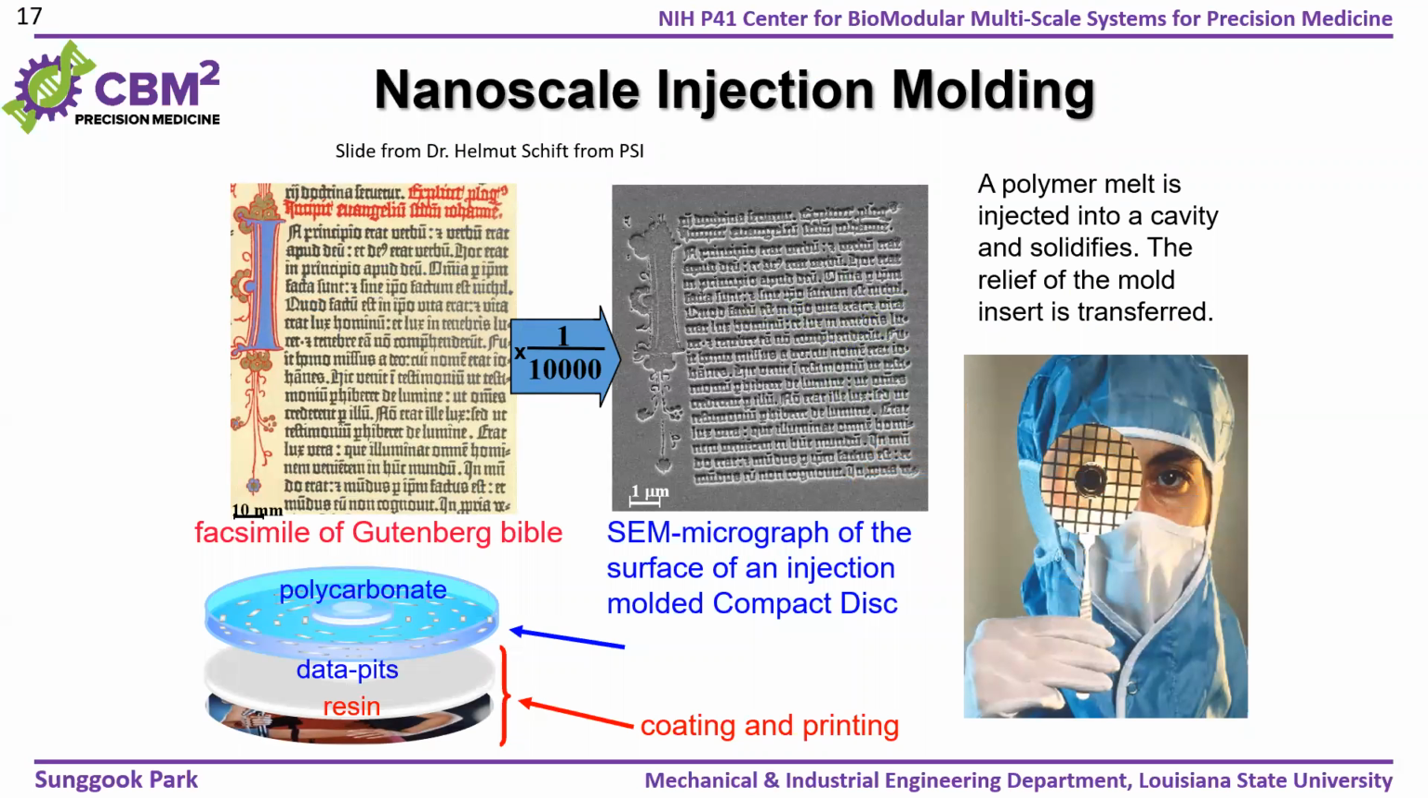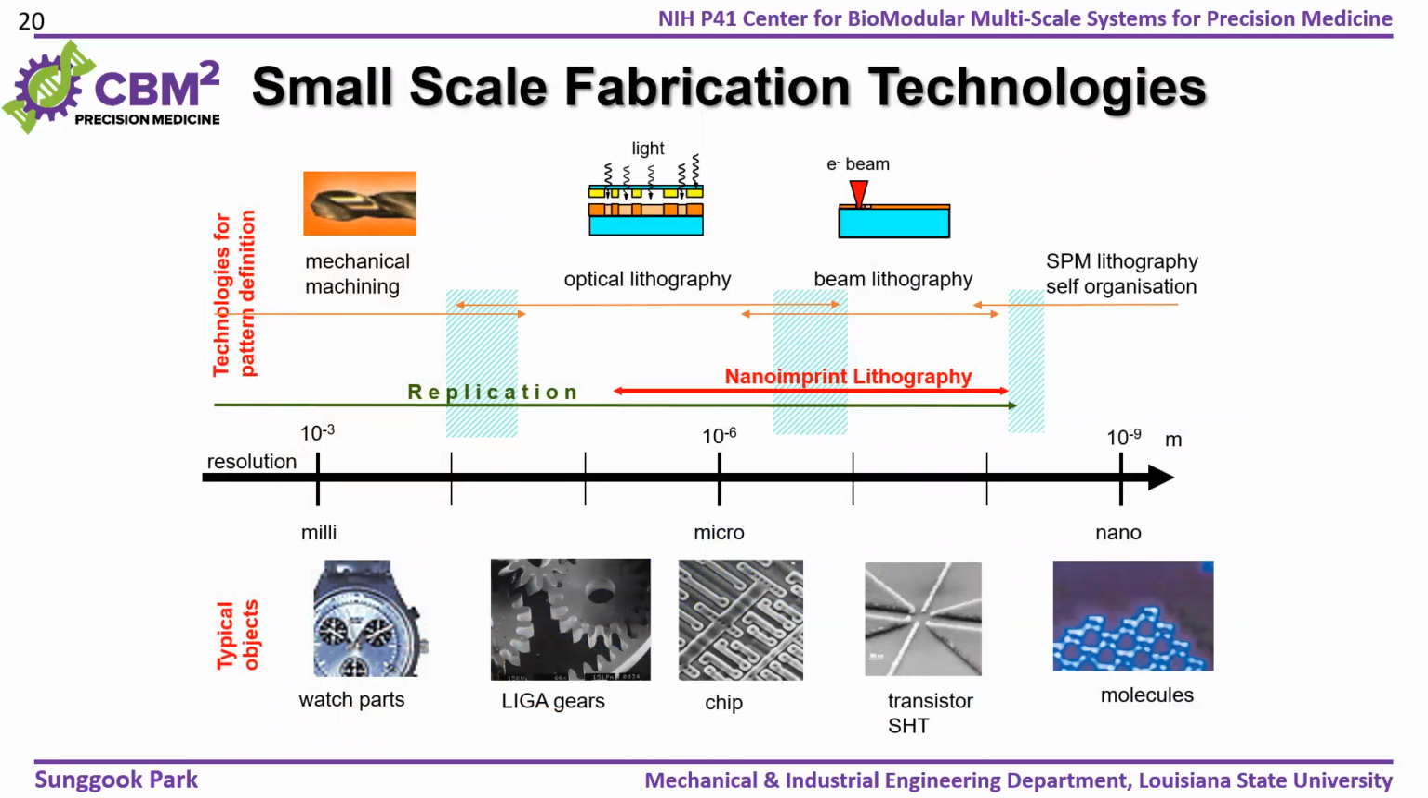This is one example of the nanostructures produced by injection molding. This is a Gutenberg fiber, and they made this mold using electron beam lithography. Then they used this as a mold and replicated it into polycarbonate. Why is replication interesting? Because replication can cover a very large range of length scales, from macro scale to nanoscale.